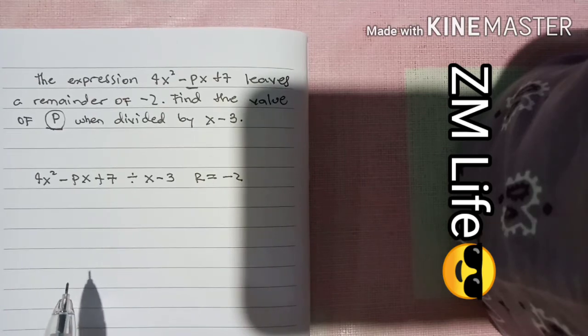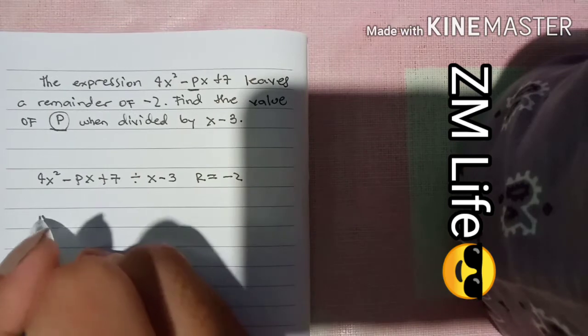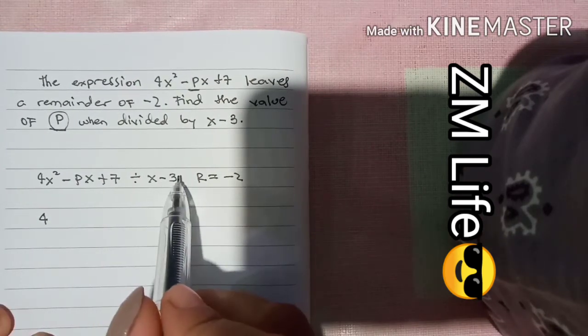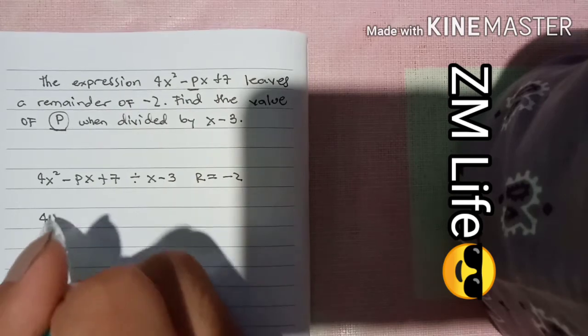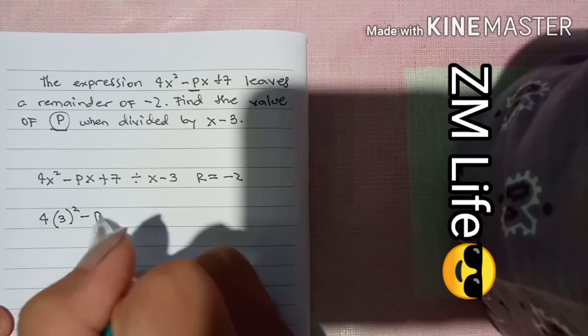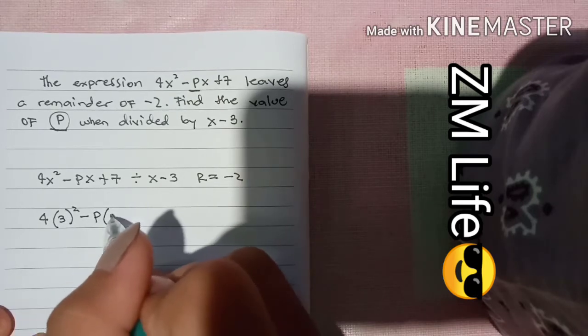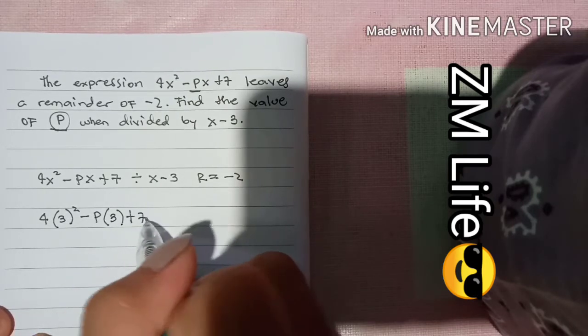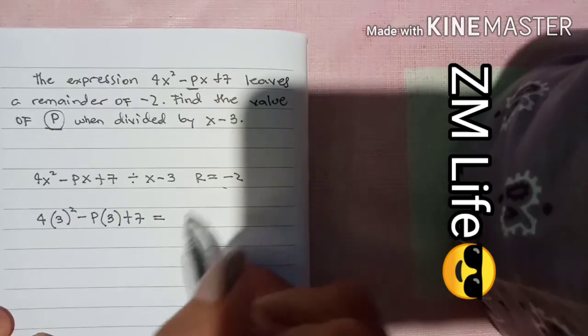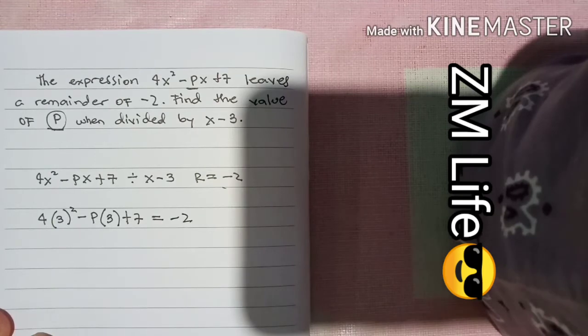So, gagamitin natin si remainder theorem or yung pag-substitute para makuha natin si value ni p. Okay? So, ganito lang yan. You have 4. Get the opposite sign from negative 3. Magiging siyang positive 3 squared minus copy p. Then, you have 3 plus 7 equals, remainder natin is negative 2.